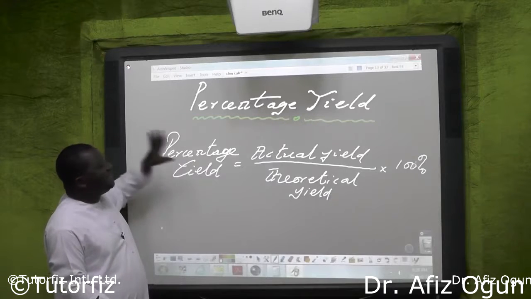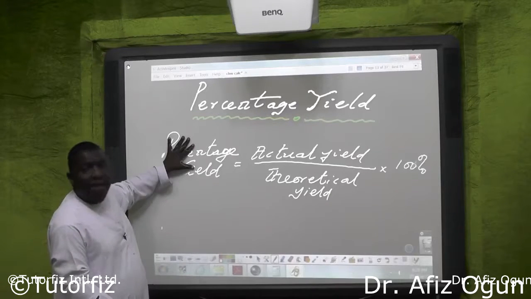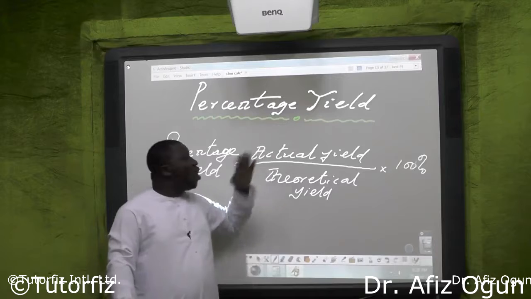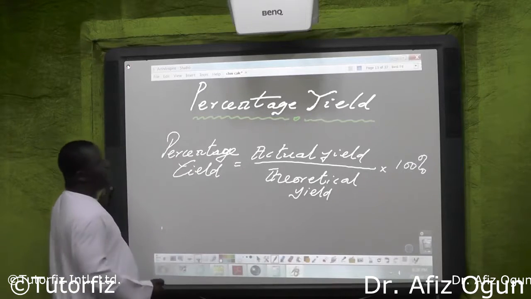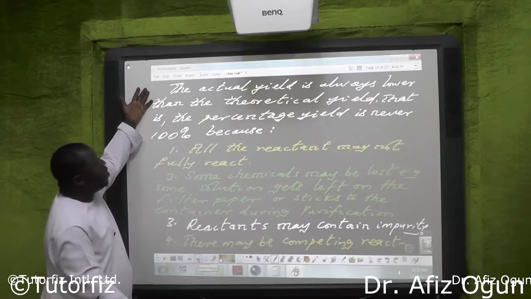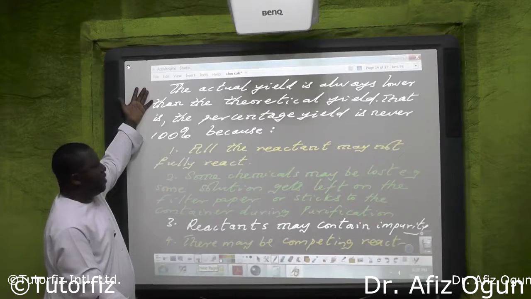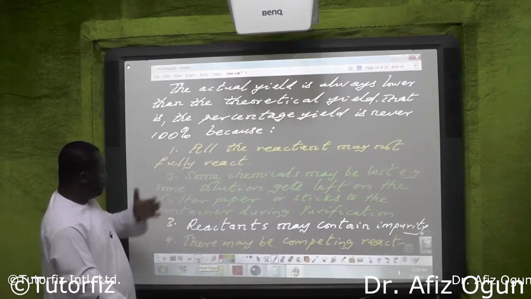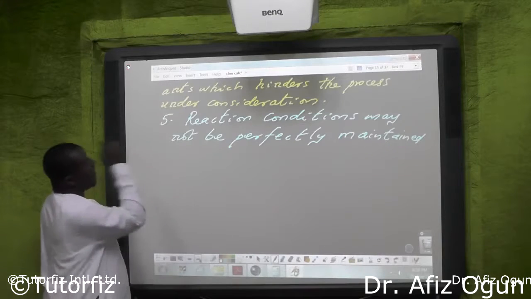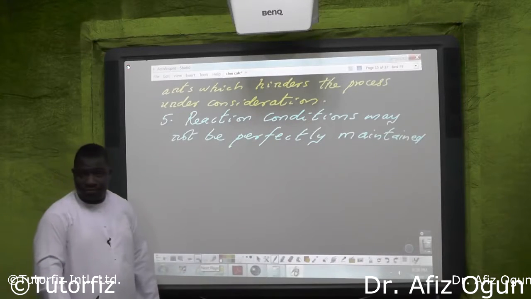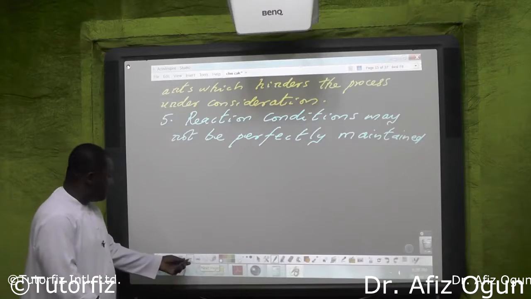We are saying the percentage yield is never 100% because actual yield is always lower than theoretical yield. And why is it lower? Because of these factors. That is, the percentage yield is never 100% because of 1, 2, 3, 4, 5. I want you to write those, and write the formula for percentage yield.